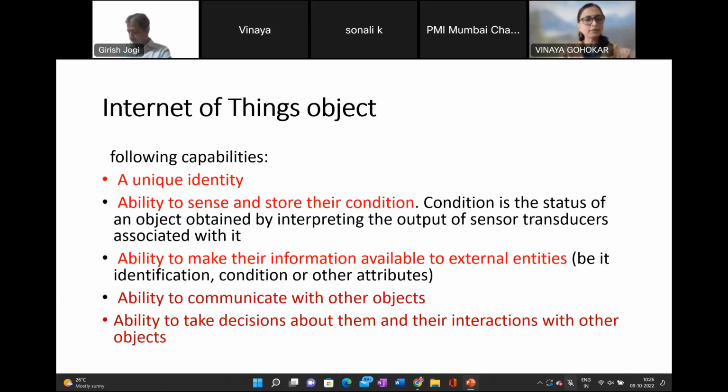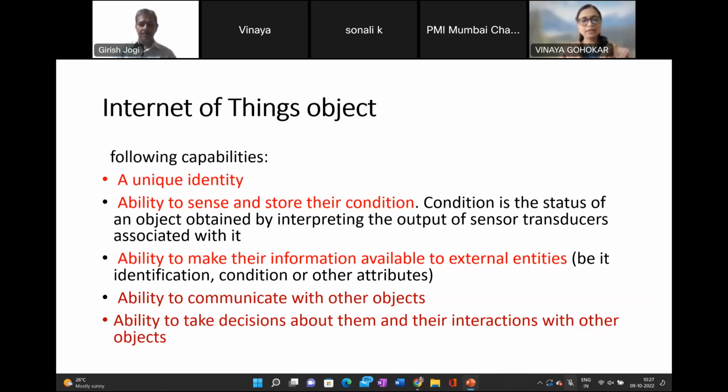So we need to give the ability to sense, the ability to store the information. So this is to be done. So how to give the ability to sense or the ability to store the information? Definitely this depends on how we are connecting our thing to the external world. So sensors play an important role when you want to connect a thing, a dumb thing, a physical thing, and want to make it intelligent. So, the ability to make the information available to external entities.